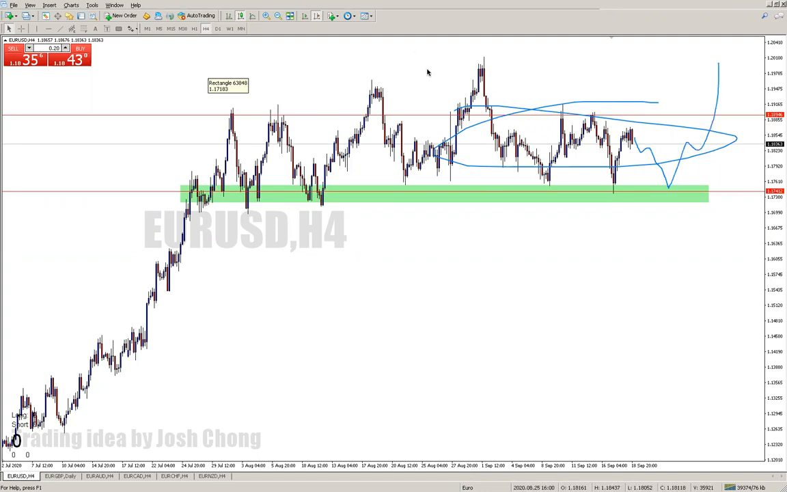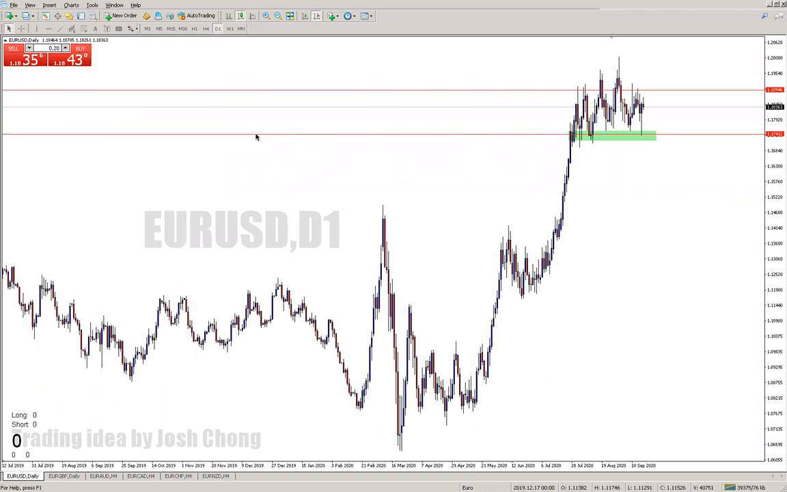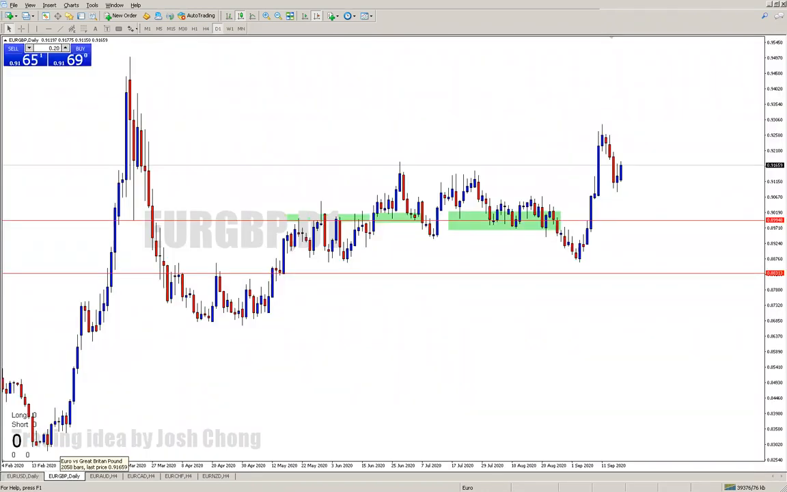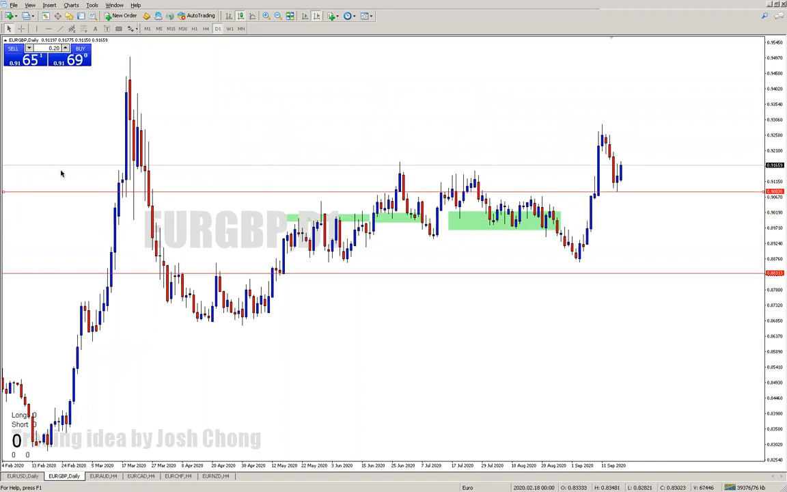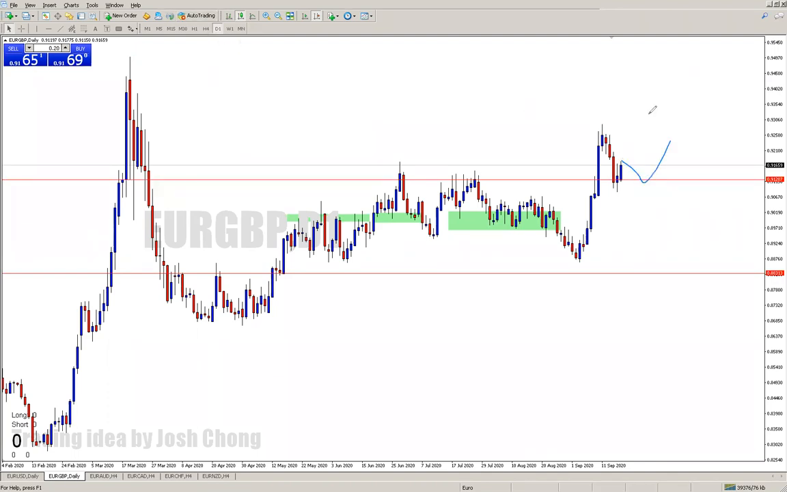Overall, in the bigger time frame, EUR/USD is still in an uptrend market, but just currently trapped in the range. Another one, EUR/GBP, same thing. Be waiting for here. Wait until here and go up.